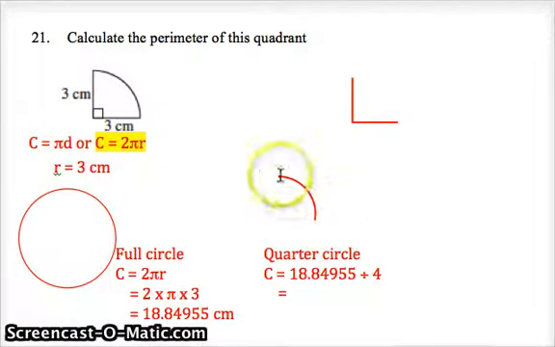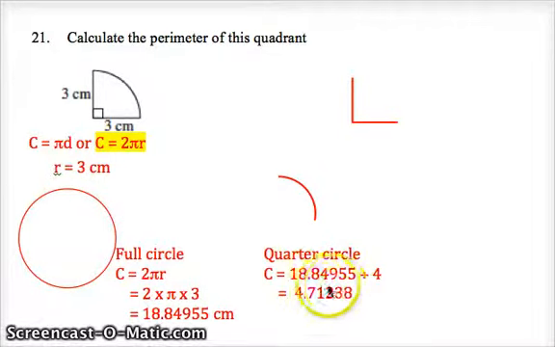Now don't round that off at the moment. Remember, you're trying to work out the quarter of the circle, so you get this answer. So the circumference of your quarter circle is 18.84955, and you have to divide it by 4. And the answer, when you divide by 4, is 4.71238. And I'll just stop with the decimal places there. So we've worked out this little bit of a curved bit here. We still have to work out these straight line bits.